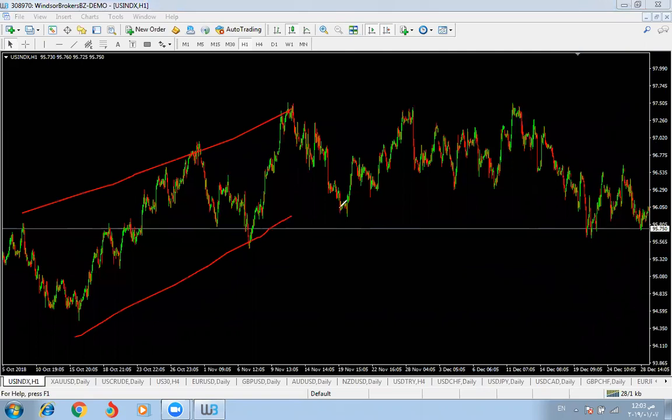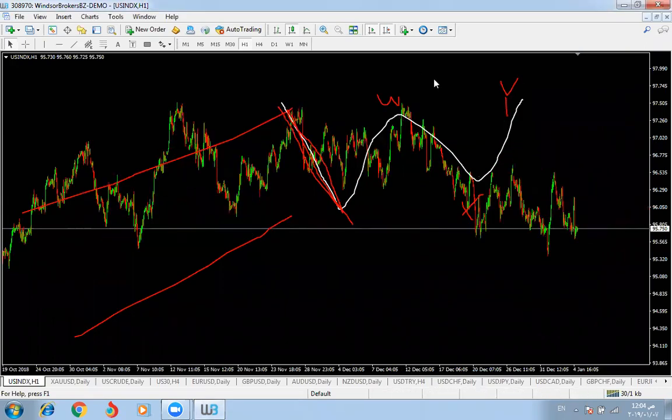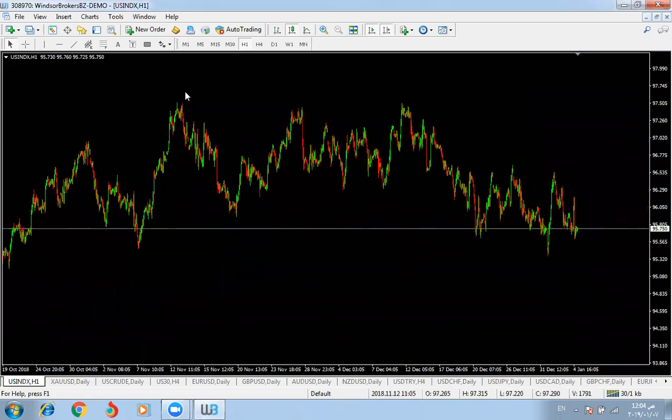This is an impulse. This is a complex correction, I will show you in red. This is W, this is X, and this is Y. This is the first impulse, and the second impulse is right there.